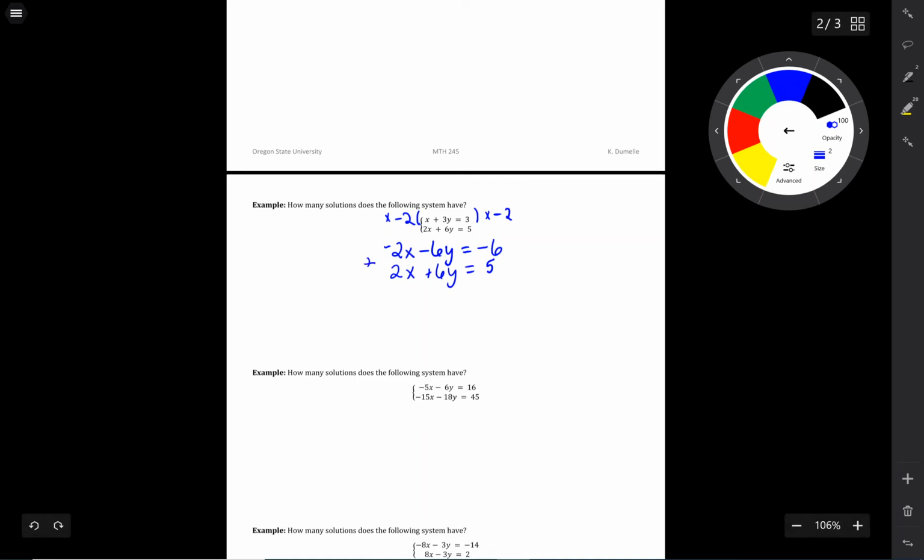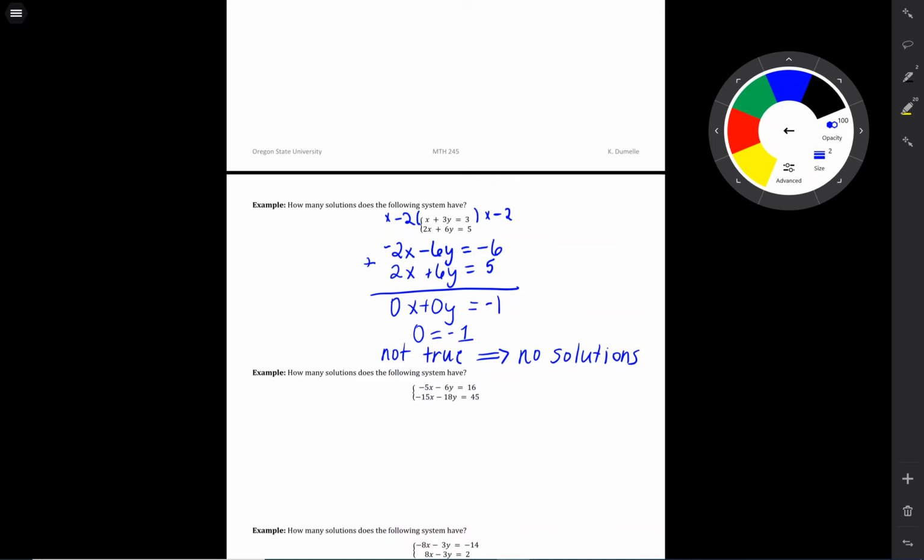Well, when I add these two equations together, my x's cancel out and my y's cancel out. So I'm just left with -1. So this gives me 0 equals -1, which is obviously not true. This tells me that I have no solutions. There is no x and y value pair that solves this system of equations.